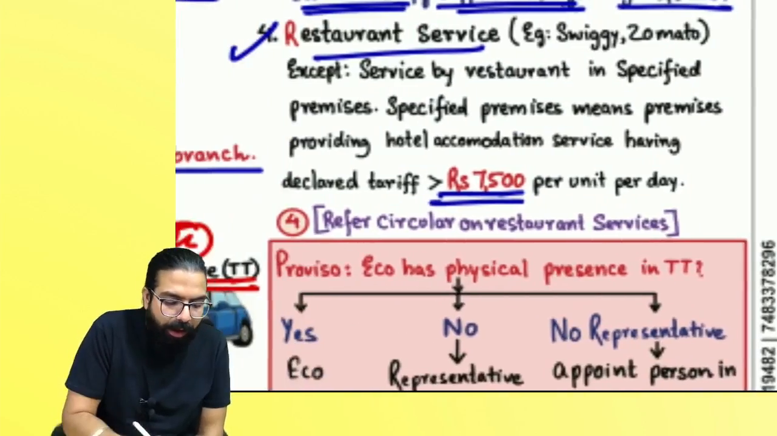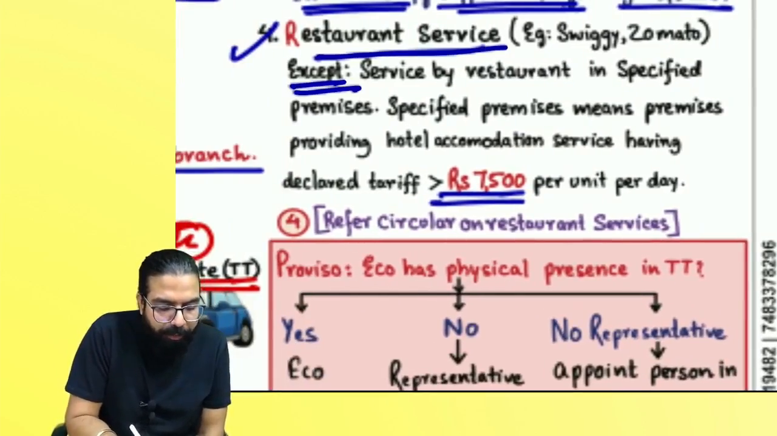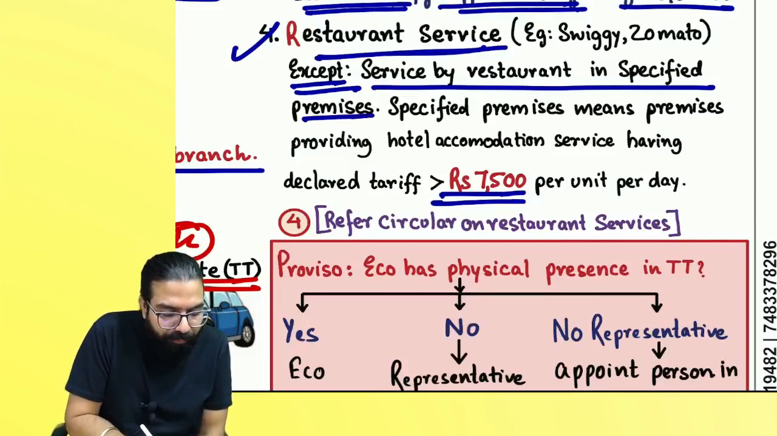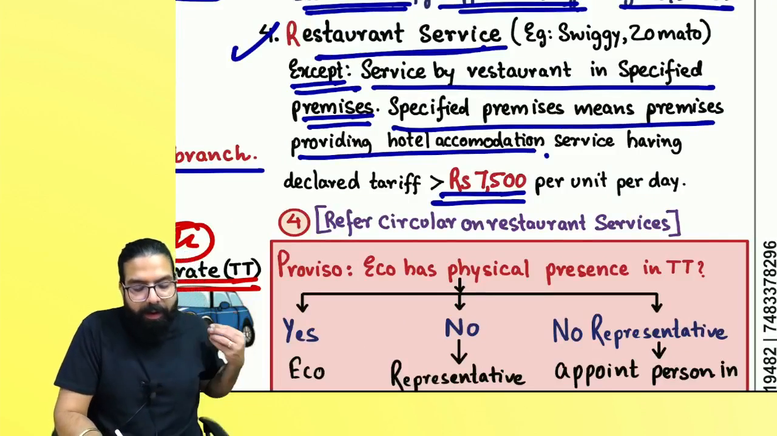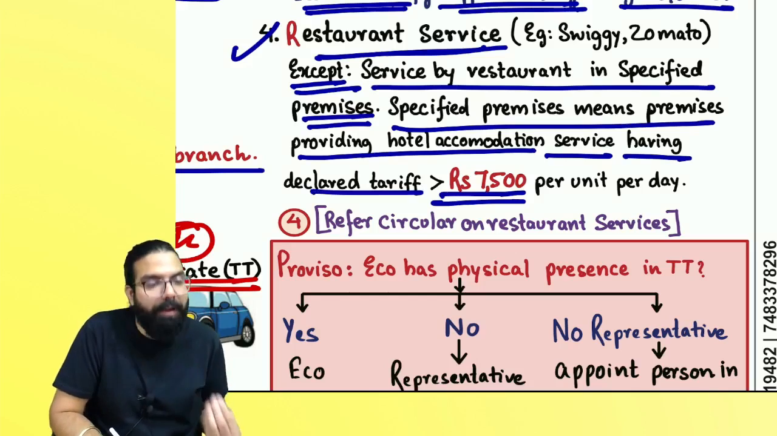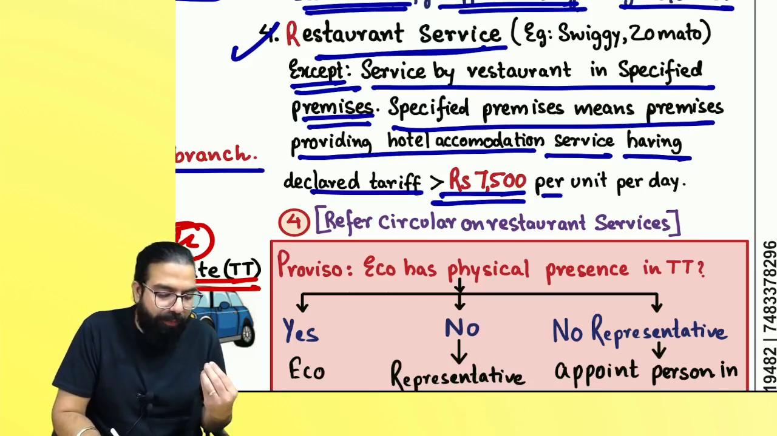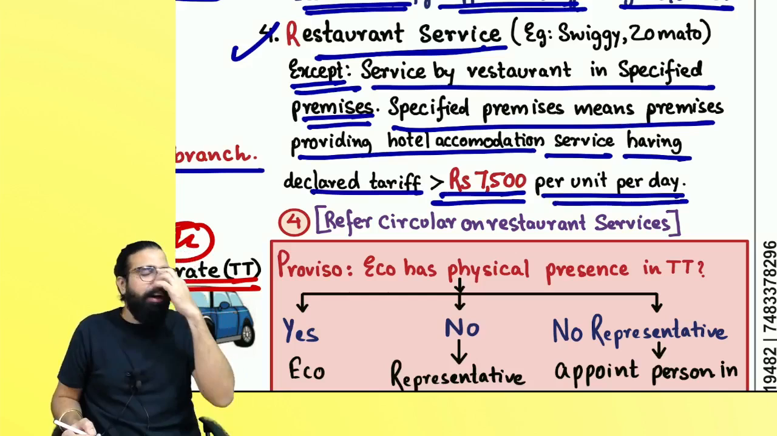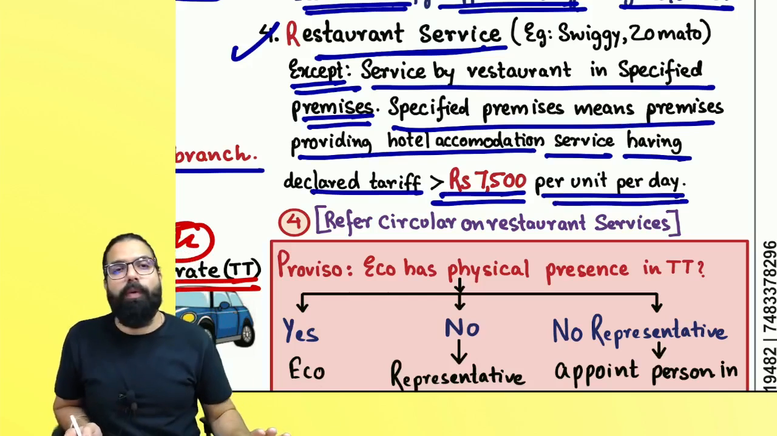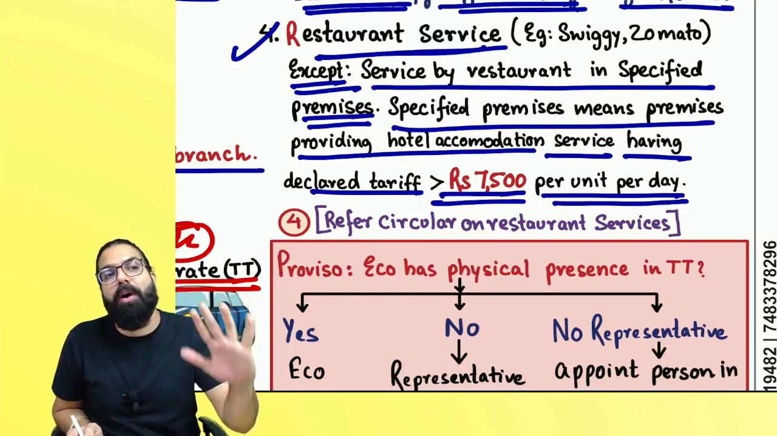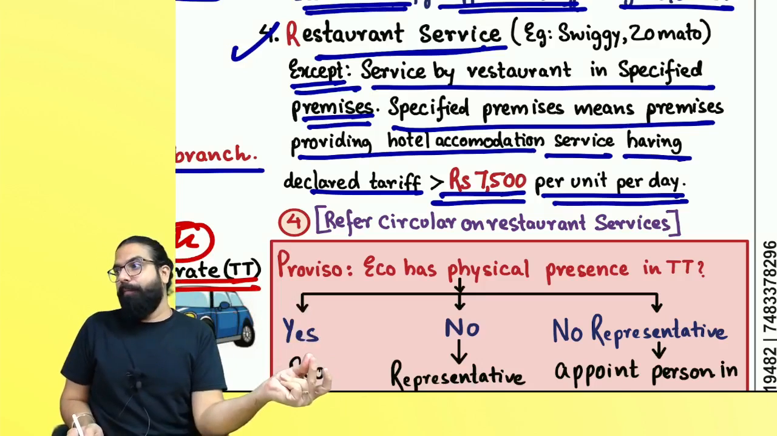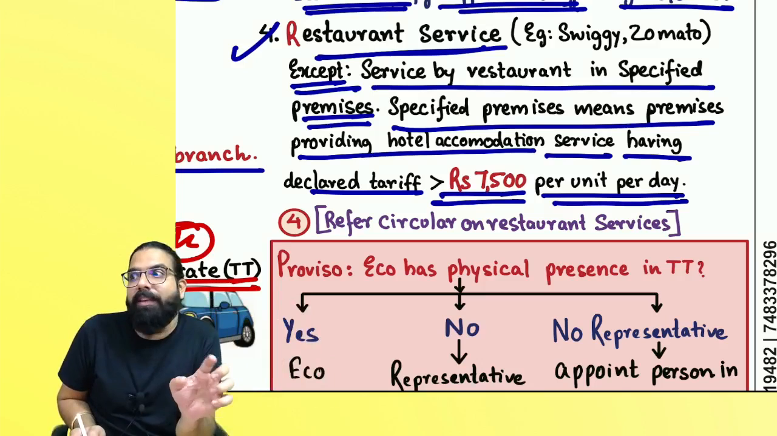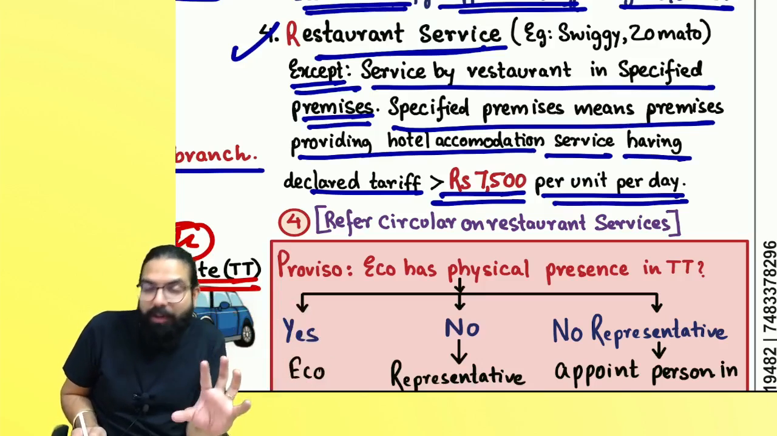They have said over here: restaurant services, except services by a restaurant in specified premises. Specified premises means premises having hotel accommodation services having declared tariff of how much, everyone? More than 7,500 per unit per day. Remember, it is not equal to, it is more than 7,500 per day per unit, or the rupee equivalent. Might be 7,500 is equal to 75 pounds. They are talking about that.